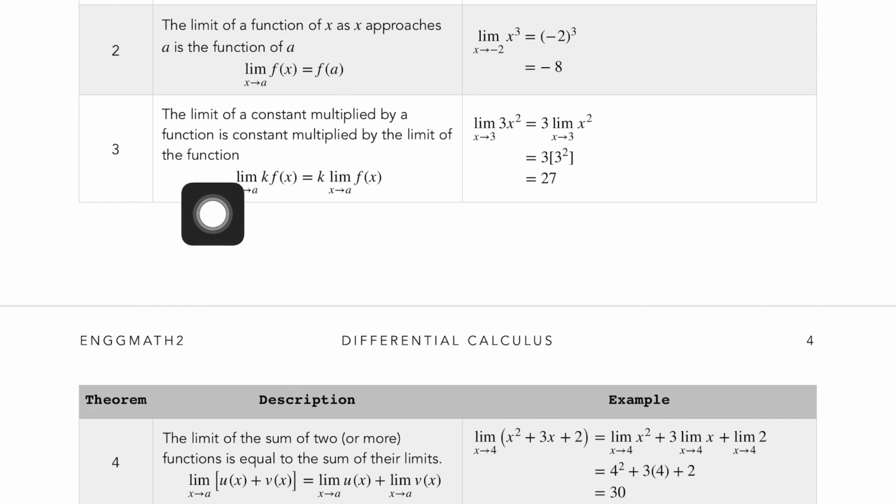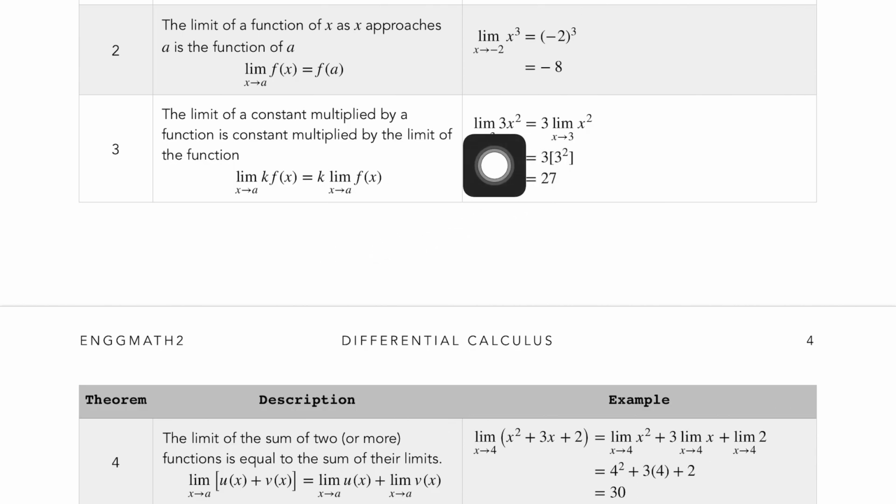Okay? The third theorem here: the limit of a constant multiplied by a function is the constant multiplied by the limit of the function. As a general expression, the limit of a constant multiplied by a function as x approaches a, we can bring out the constant. So we can write the constant before the limit word, and then we're just going to evaluate the limit of the function as x approaches a.